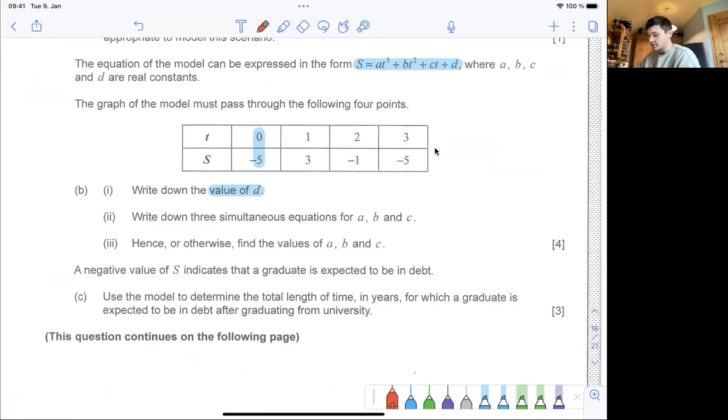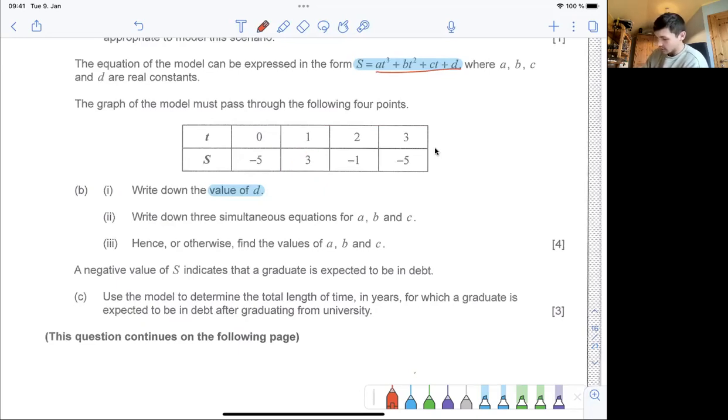Hence, write down 3 simultaneous equations for A, B, and C. So that's going to be using these next 3 values we're given here. If we substitute T is equal to 1 into our model for S, we'll get A multiplied by 1 cubed, which is just A, plus B times 1 squared, which is just B, plus C times 1, which is C, plus D, and we have that equaling 3. So that could be our first one.